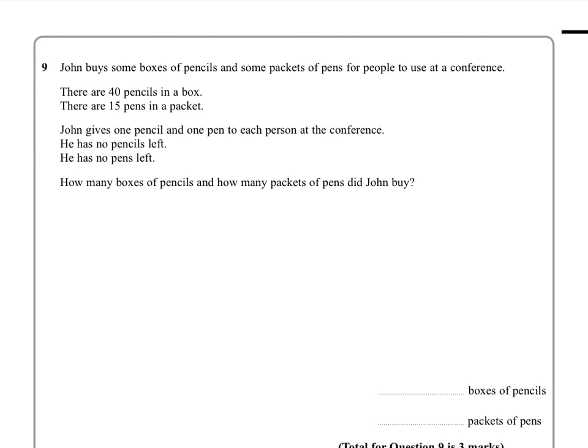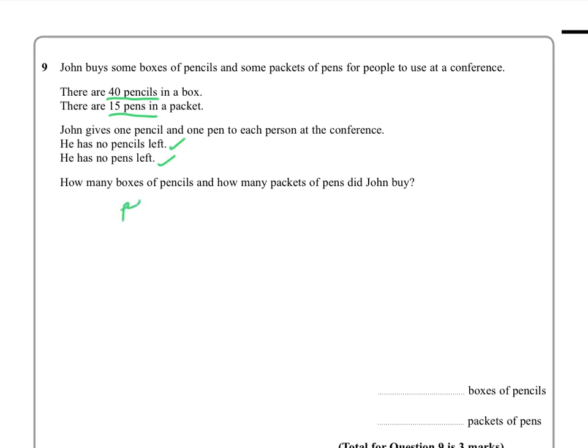I think these questions are some of the trickiest questions in the paper. There's a lot of words, so it's easy to get confused. You've got to realise there are 40 pencils in a box and 15 pens in a packet. I'll just underline those. So you don't want to be having pens and pencils left over. Okay, it says there are none of them left over. So I think the most logical thing to do, and this is practice, when you see these kinds of questions you'll realise what to do if you do enough of them.